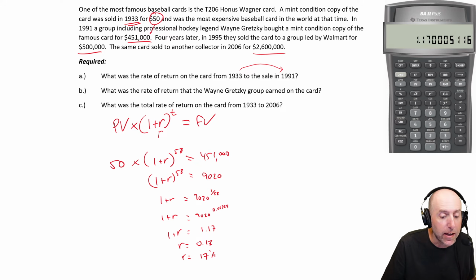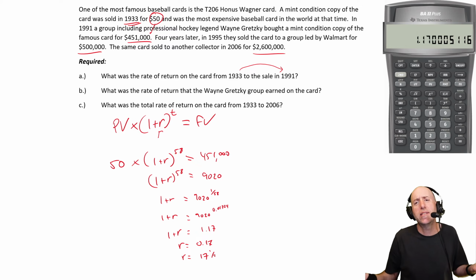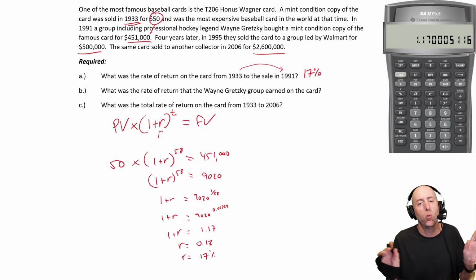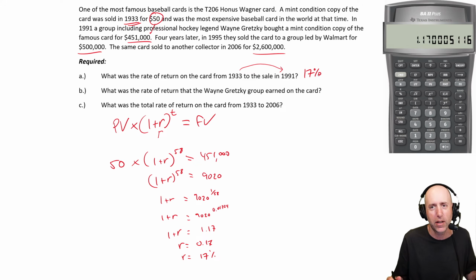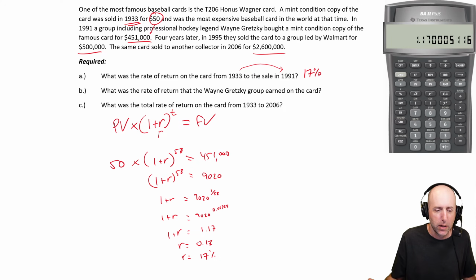So in answer to A, what's the rate of return on the card from 1933 to 1991? It's a crazy example, right? This is an unusual type of investment, but there you go. You would have earned an annualized return of 17%, way outperforming any stock market over the same time period, I'm sure. What did the Gretzky Group get on the card?